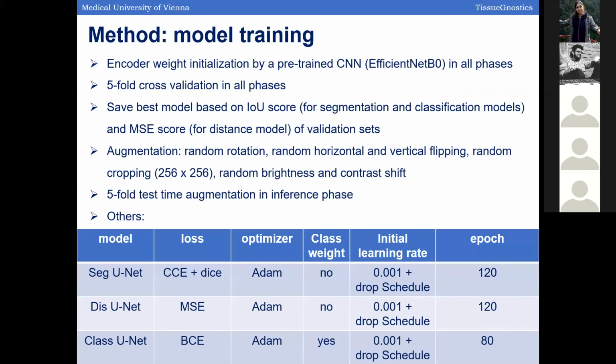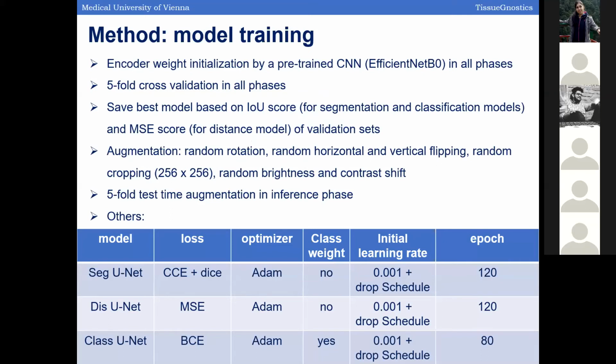And here are some parameters that I use for model training. In all three phases, I use a pre-trained network to initialize the weights in the encoder part. I use 5-fold cross-validation in all phases. And I monitor the performance of the model on the validation set for each fold to save the best model.